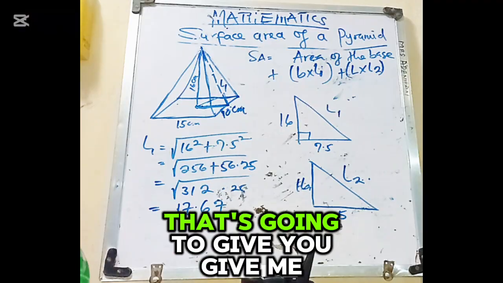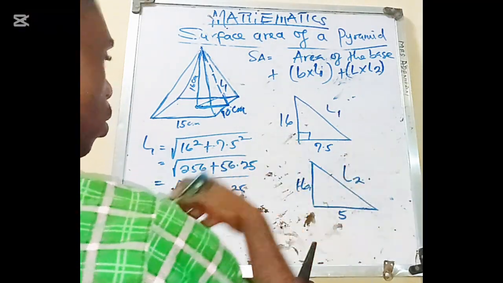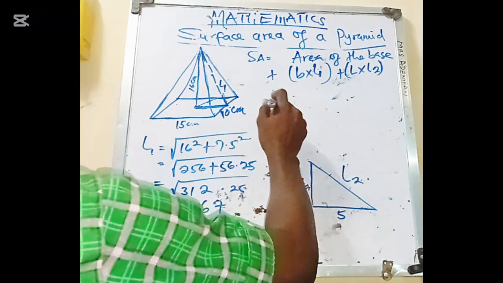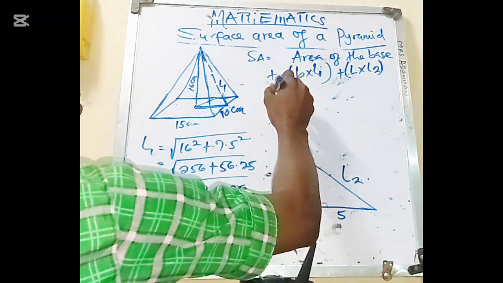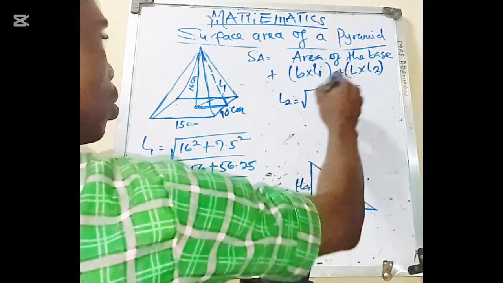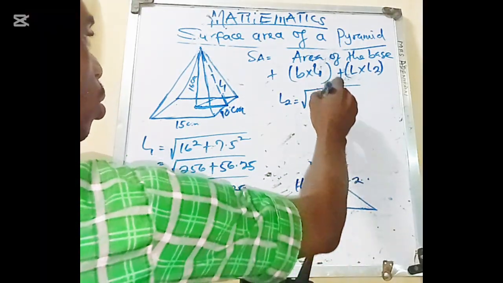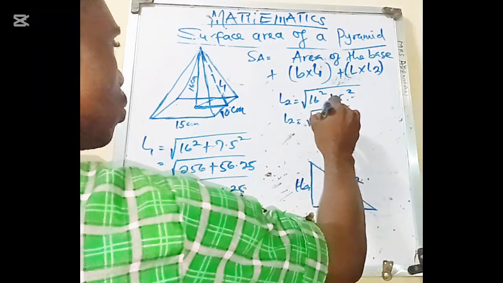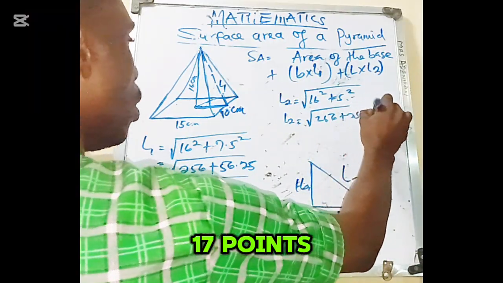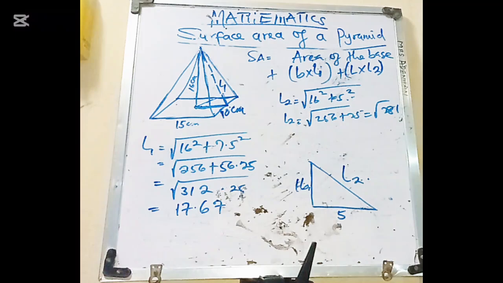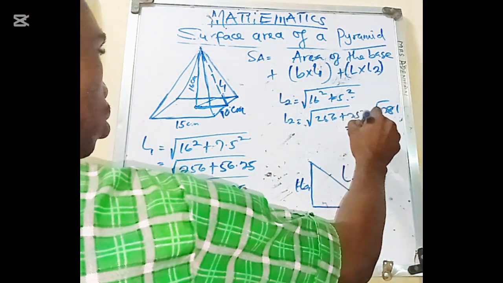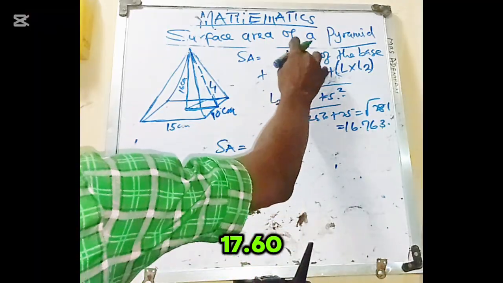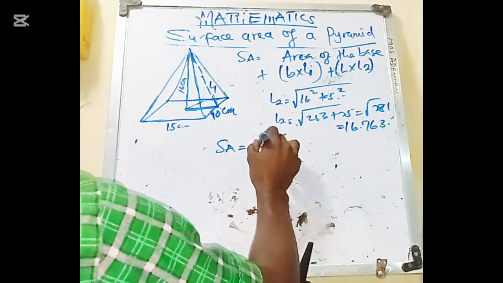For the L2, the same thing we did. L2 equals the square root of 16 squared plus 5 squared. That's the square root of 256 plus 25, which is the square root of 281, so 16.763. Therefore the area equals the area of the base, that's 15 times 10.